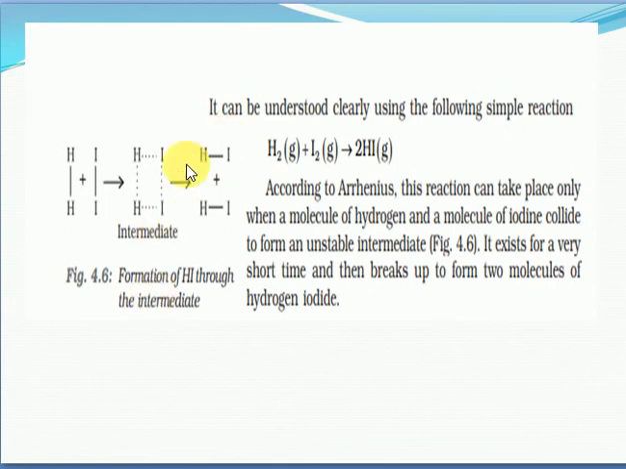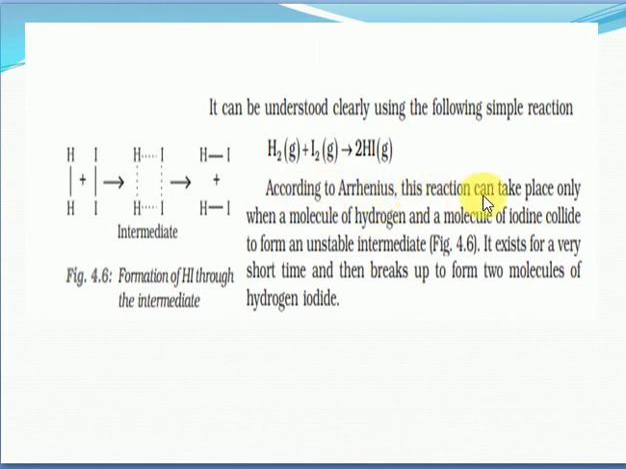Let's look here. Initially I'm taking hydrogen gas and iodine gas. Whenever hydrogen gas and iodine gas react together, the molecules form one product. Before the formation of product, one intermediate state is there. What happens here? Initially the bond between the hydrogen atoms breaks, and the hydrogen-iodine bond forms. The iodine bond is breaking, and the hydrogen-iodine bond is forming. At a particular time, they easily form the product.